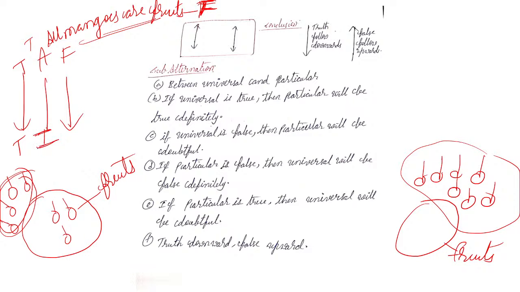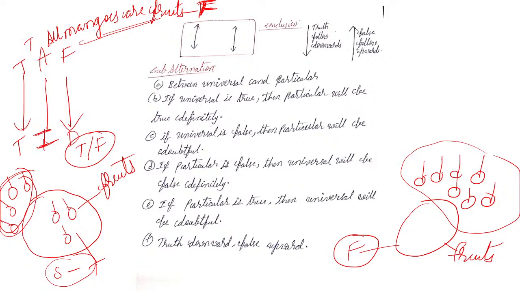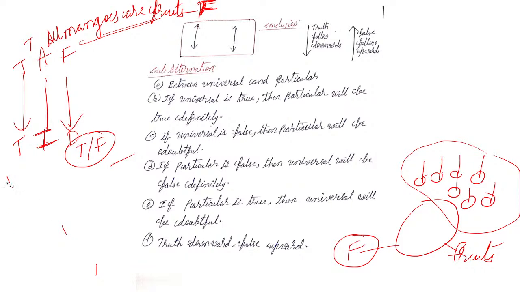This I type statement is doubtful. Doubtful means sometimes it may be true or false. Some mangoes are fruits, maybe here it is true, but here it is false. I hope you have the idea clear. That's why it is doubtful. If universal is false, the particular may or may not be true.